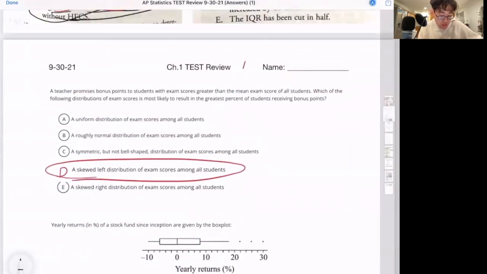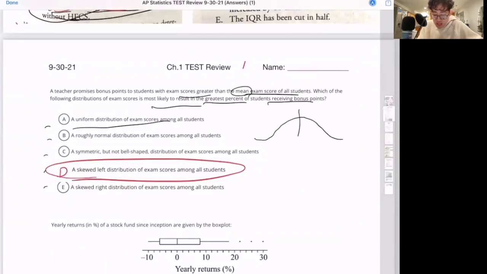Next, a teacher promises bonus points to students with exam scores greater than the mean exam score for all students. Which of the following distributions of exam scores is most likely to result in the greatest percent of students receiving the bonus points? Okay, so we are talking about exam scores greater than the mean exam score. So if we want more people getting that, let's take a look at the multiple choice examples to help us out here. A uniform distribution of all the students would mean that the mean is somewhat equal to the median. About 50% of all of those students will be getting this extra credit.